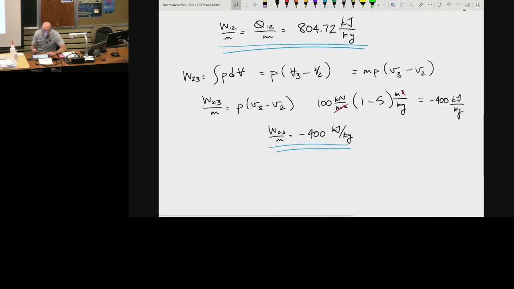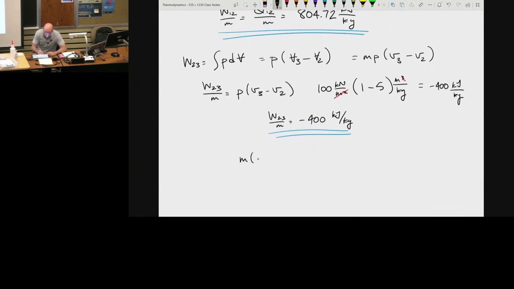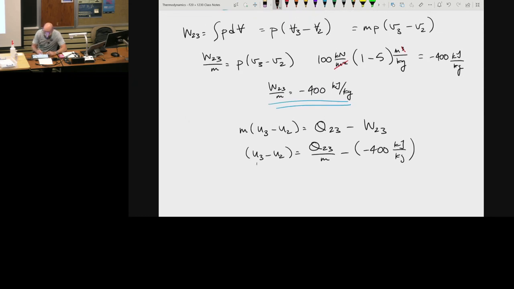So let's look at it, because we know that we have this equation. We have mass times U3 minus U2 is equal to Q23 minus W23. And I've already said that I'm going to find that U3 minus U2 is equal to Q23 over mass minus a minus 400 kilojoules per kilogram. I know that for ideal gases, U3 and U2 are a function of temperature and temperature alone. So if I can find the temperature of that state, I'm going to be okay. So how do I do that? Well, I do that by the following.